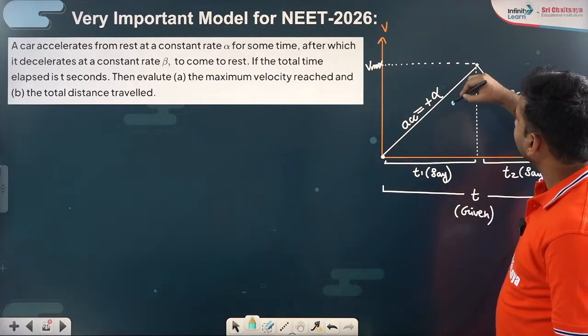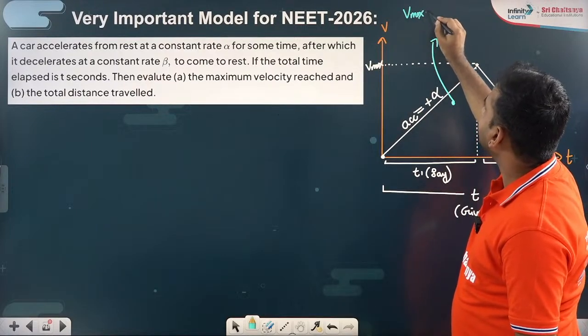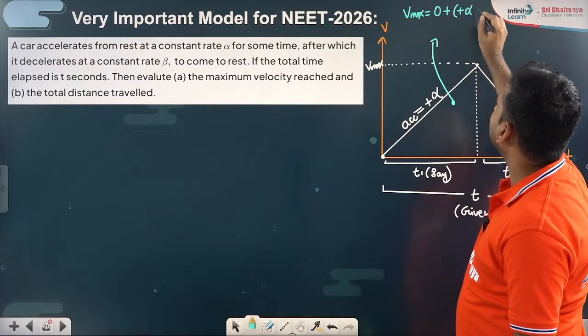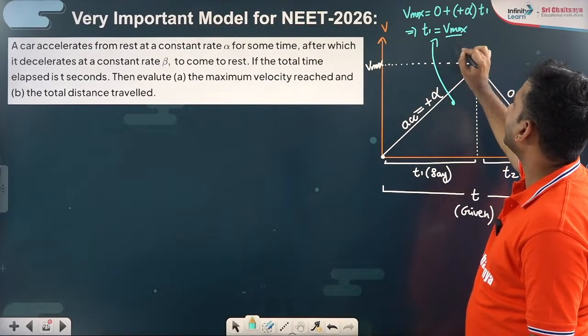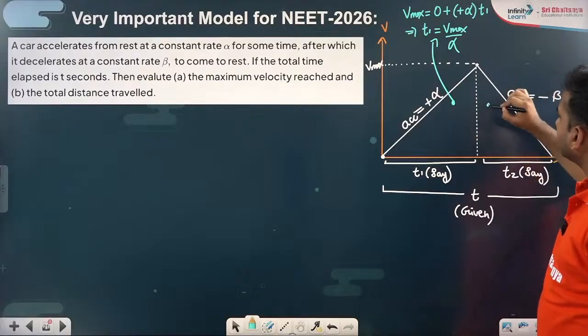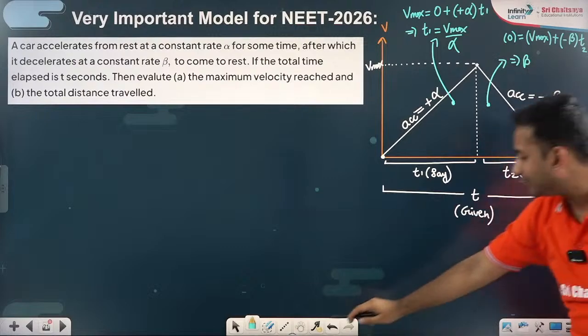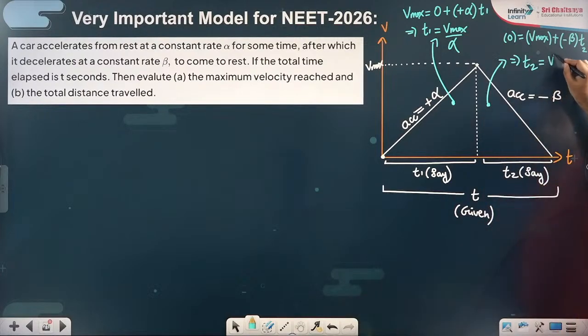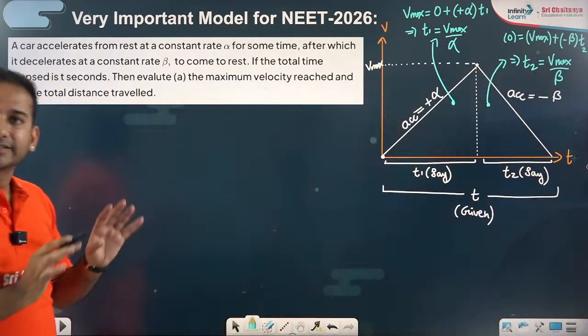For the first portion of the journey, I can write the equation V equals U plus AT. So Vmax will be equal to 0 plus alpha into T1, so T1 will be equal to Vmax by alpha. Similarly, for the second portion, write V equals U plus AT. The final velocity is 0, the initial velocity is Vmax, and the acceleration is minus beta, so beta T2 equals Vmax. So T2 will be equal to Vmax by beta. This is the situation.